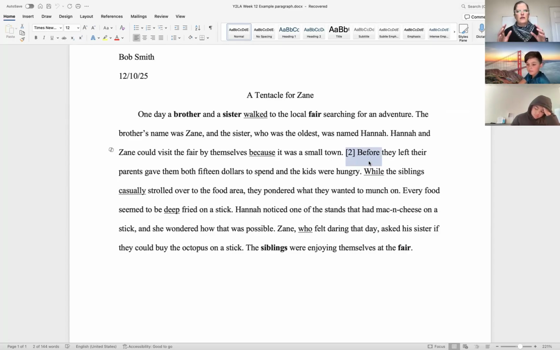So this is called a prepositional opener, and I mark it with a number 2 with a bracket. That's how you label it. You don't underline it, you don't highlight it, you don't bold it. You put a number 2 right here in front of it. So this is something new for you guys that you're going to start doing now in your papers. Yes, Sawyer.